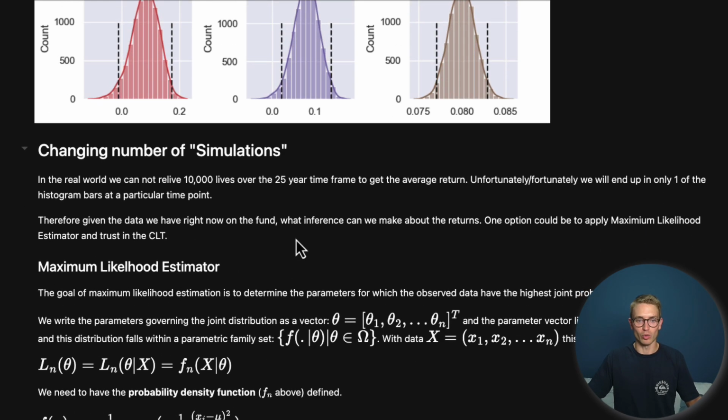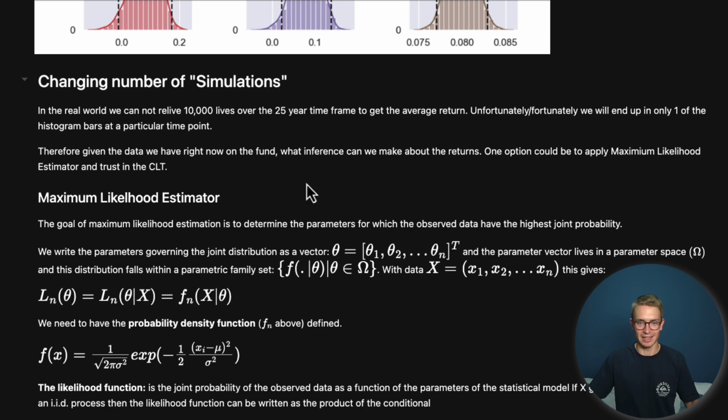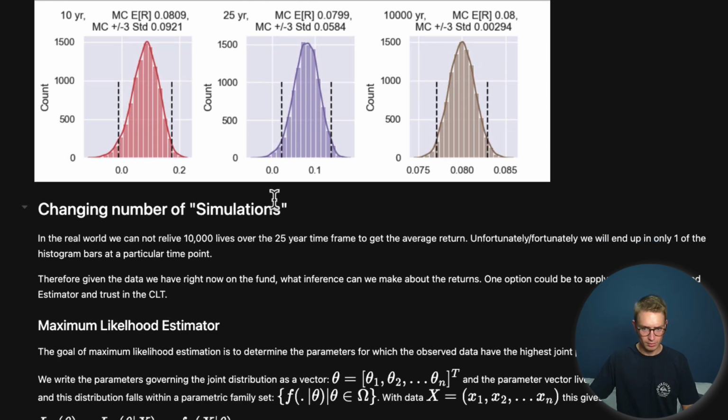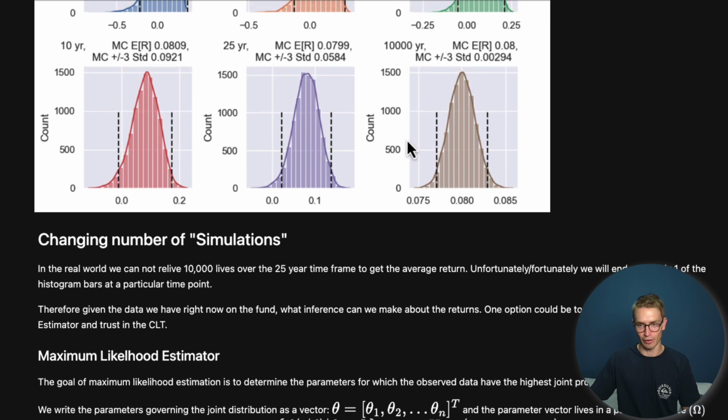Now, in the real world, we can't live for 10,000 lives over that 25 years. So you might be the guy that in the 1 year scenario, you're all the way down here, or you might be the person down here. You don't get to choose that part. You also can't live for 10,000 years, which is a bit sad, but we can't assume that we're going to get 8% returns with this level of accuracy.